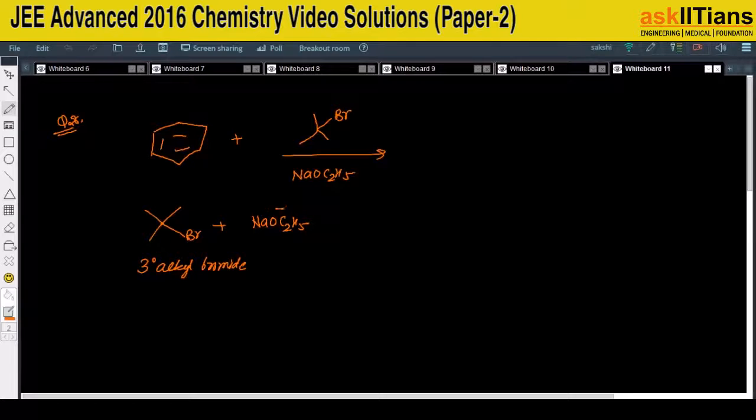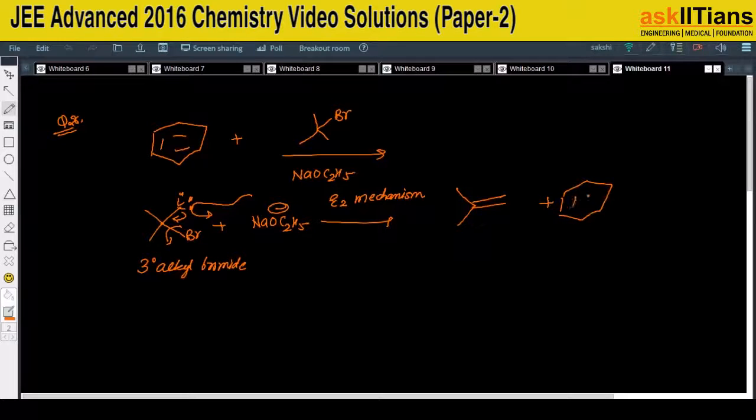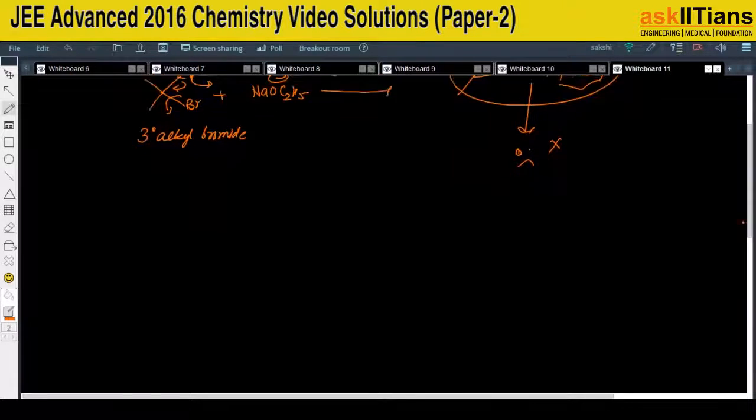This in the presence of NaOC2H5 will undergo the E2 mechanism. And if it undergoes the E2 mechanism, you can say it will abstract one of the hydrogens. It will come here and it will go away. That means you will be forming a stuff like this. Now if I ask you to do its reaction with benzene, you should say that it is not going to show any reaction in this particular case. That means A will not be the answer among all the three options that have been given to us.